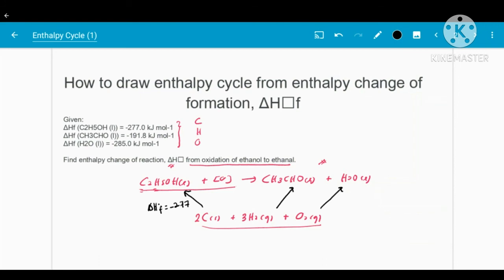Negative 277. And for the other compound, the enthalpy change is negative 171.8, right? And the enthalpy change of formation of H2O is negative 285.0. Please remember that. If there is a coefficient number here, the enthalpy change also has to be multiplied by the coefficient number, because the enthalpy change of formation is for the formation of 1 mole of compound. But in this case, we do not need to multiply by the coefficient number, because all the compounds have 1 mole. So this is the enthalpy cycle from the enthalpy change of formation. Hope you all understand. Thank you.